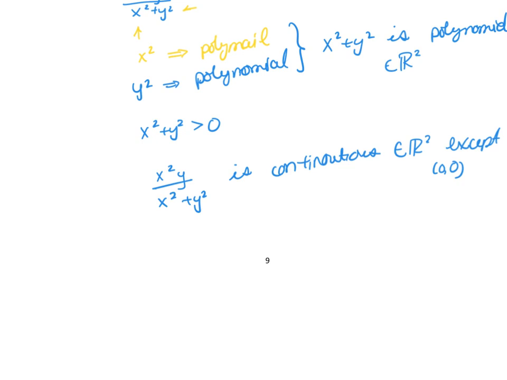So if I bring all these together, this means that this function f of x, y is continuous everywhere in R2. And that's it.